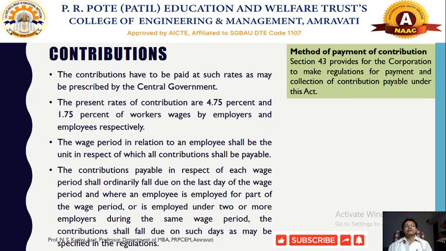Now when we are talking about the contribution, that contribution has to be paid at such rate as may be prescribed by the central government. The central government from time to time provides the information on paying the contribution at certain appropriate rates. The present rates of contribution are, say, 4.75% and 1.75% of the workers' wages for the employers and employees respectively. So the minimum rates of contribution have been mentioned by the government only.